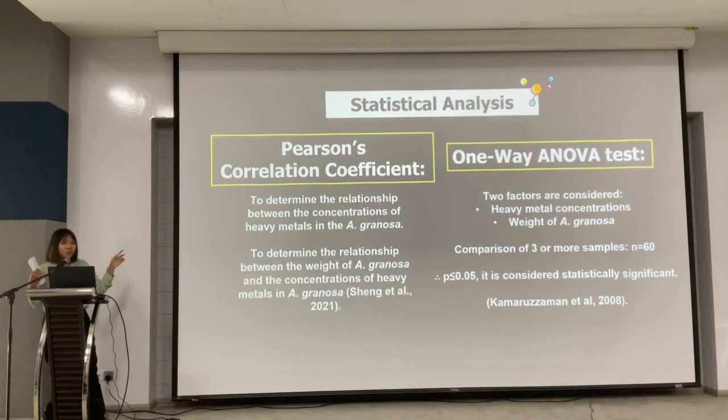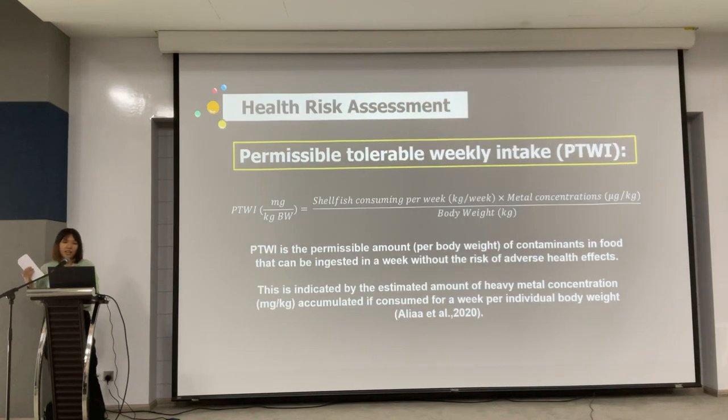Statistical analysis. I use Pearson correlation coefficient to determine the relationship between concentrations of heavy metals and concentrations of heavy metals. And also, I want to determine the relationship between the weight of Anadara granosa and the concentration of heavy metals. I use one-way ANOVA test because I have two factors to be considered. First is the heavy metal concentrations, and second is the weight of Anadara granosa. PTWI. I use PTWI for my health risk assessment.